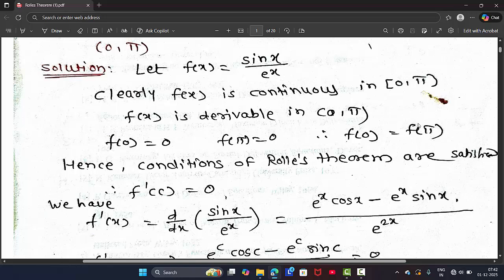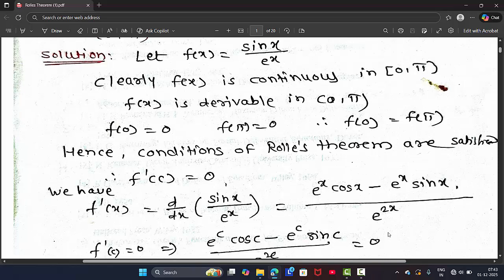Here we shall use the derivative of u by v rule. What is the rule? The rule is: derivative of u by v equals v into derivative of u minus u into derivative of v, divided by v square. By using that rule, we shall find the derivative of sin x divided by e raised to x. It is nothing but e raised to x as it is into derivative of sin x, which is cos x, minus derivative of e raised to x, which is e raised to x, into sin x as it is, divided by e raised to x square, that is e raised to 2x.